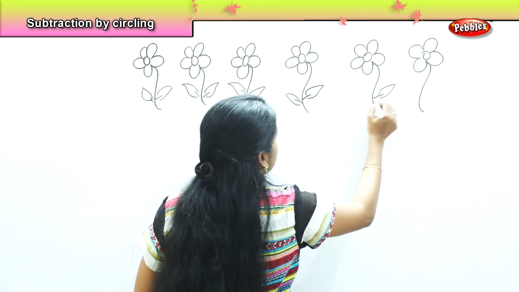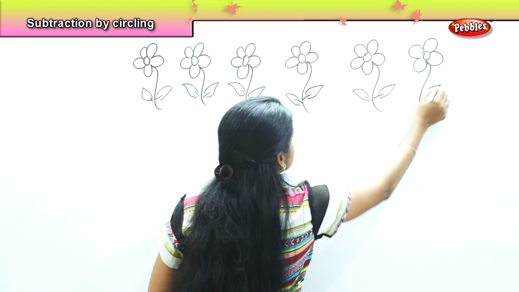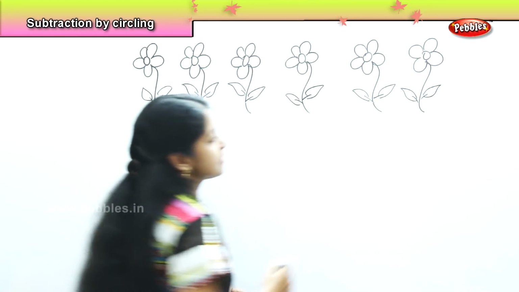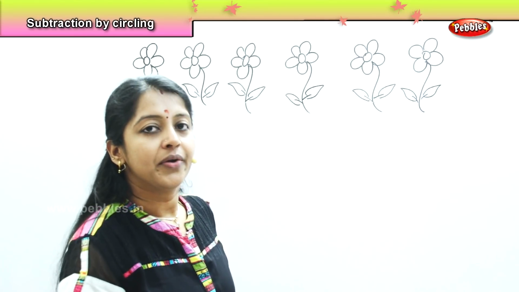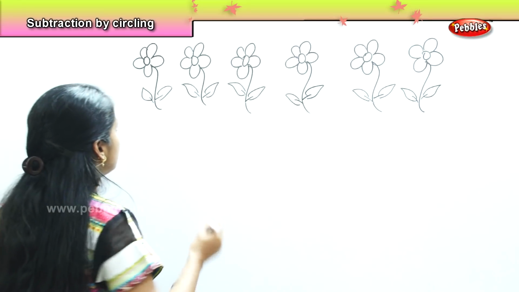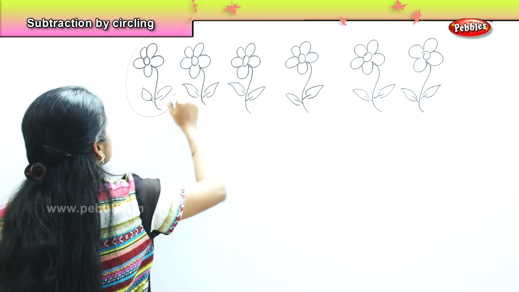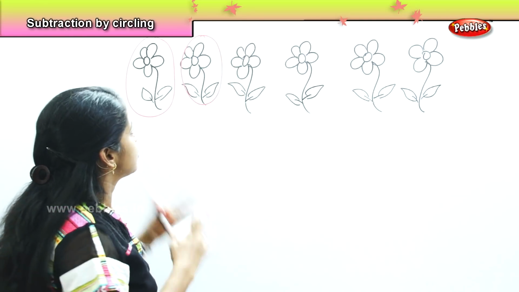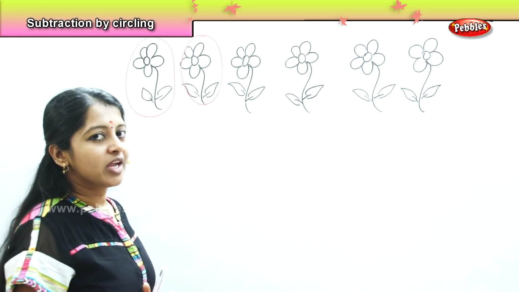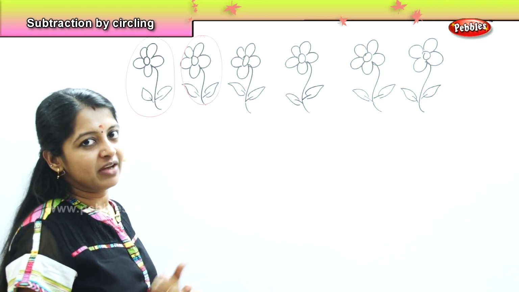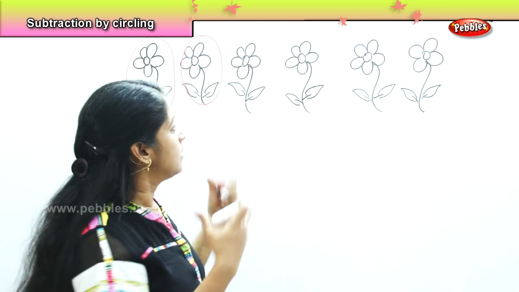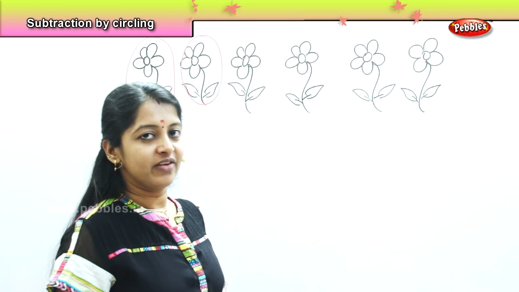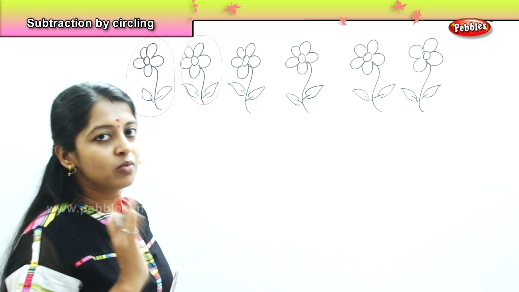Okay. Now, what happens is suddenly 2 flowers become very dry. So, what will I do? I need to circle the 2 flowers. It becomes very dry. It is not very fresh. So I cannot keep the dull flowers with me, right? It will spoil the look of the other beautiful flowers. So it became very dry. So I had to remove those flowers.